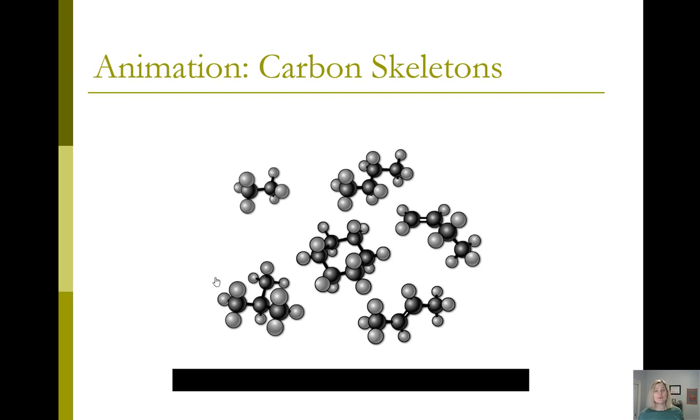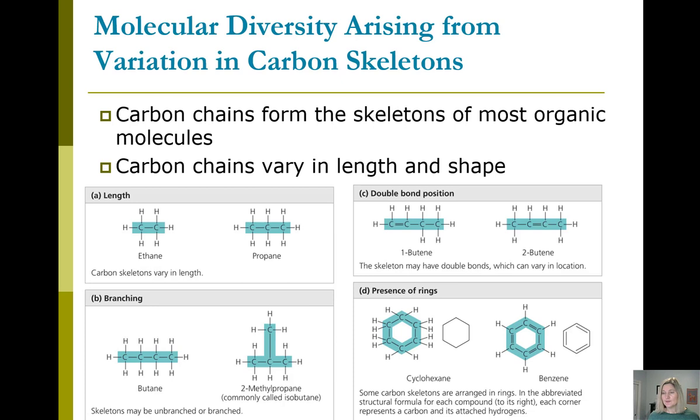Okay, so from that video we see that there's a variety in the carbon skeletons. So we're going to go through that variety in a little bit more detail. Carbon atoms form these chains. So you have carbon, carbon, carbon, and we call those chains skeletons. And they vary in length. Here's an example of a carbon chain where there's just 2 carbon atoms. Here's one where there's 3 carbon atoms. Okay, so they form these chains.